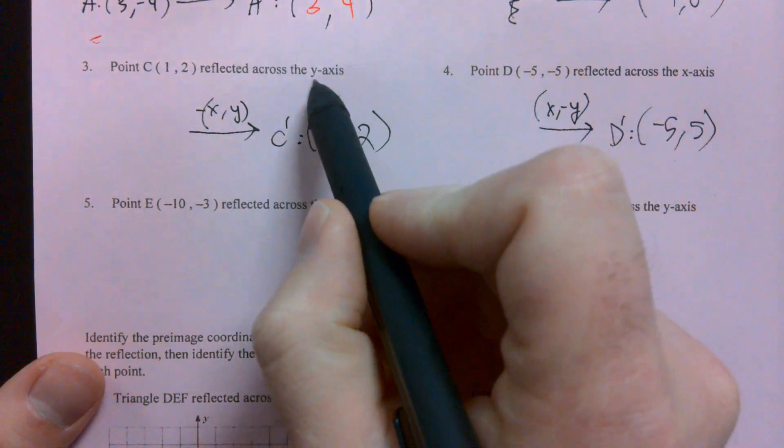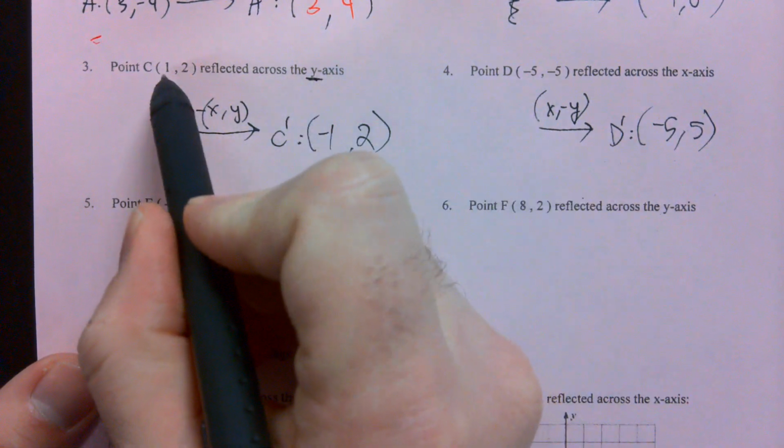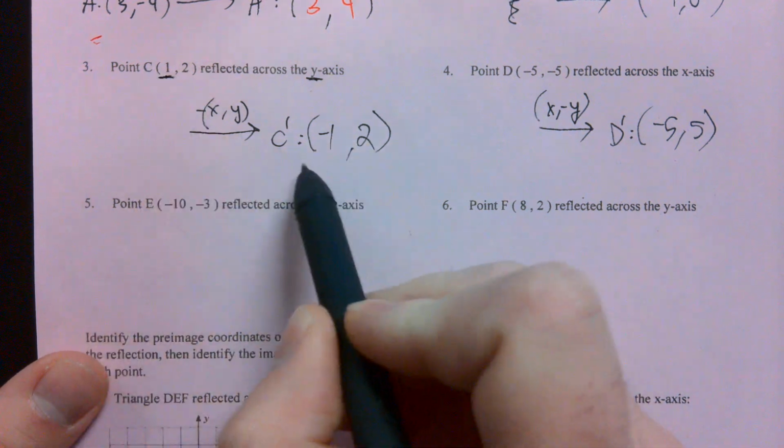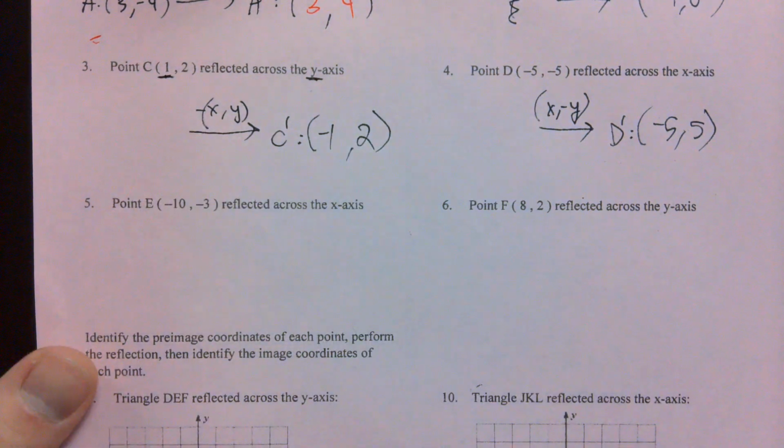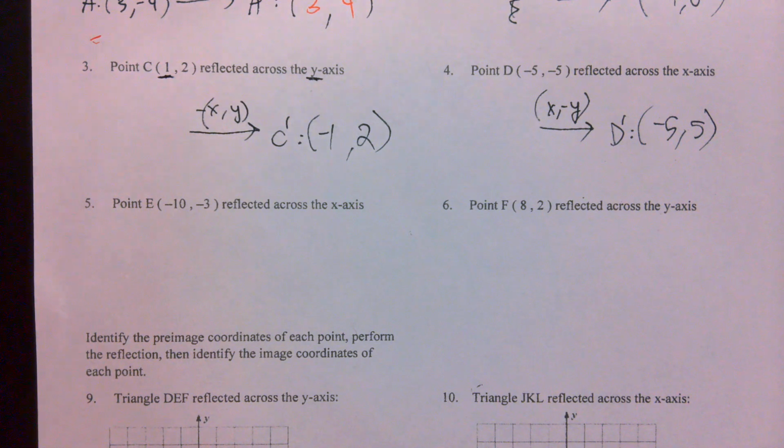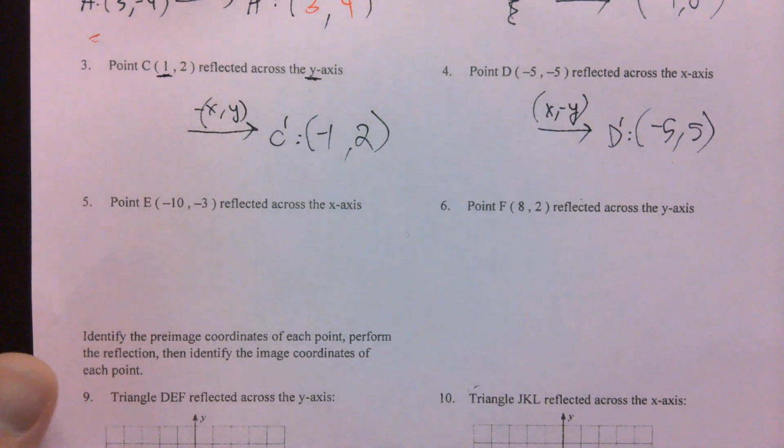So we're reflecting on the y-axis, so we change the sign of our x-coordinate. Negative 1 comma 2. This stuff can be really confusing because we got to think about the opposite. Normally our brains will go, all right, y-axis, change the sign of the y. But that's not the case here. We've got to do the opposite. We see y-axis, we change the sign of our x.